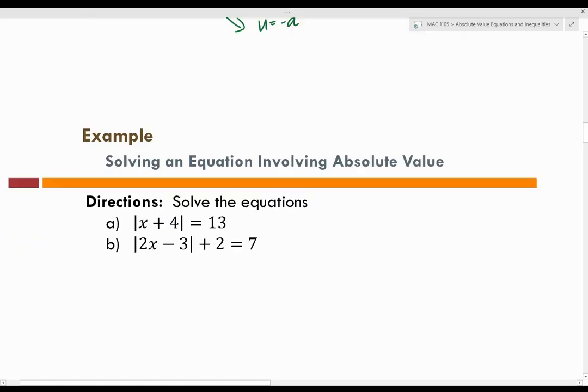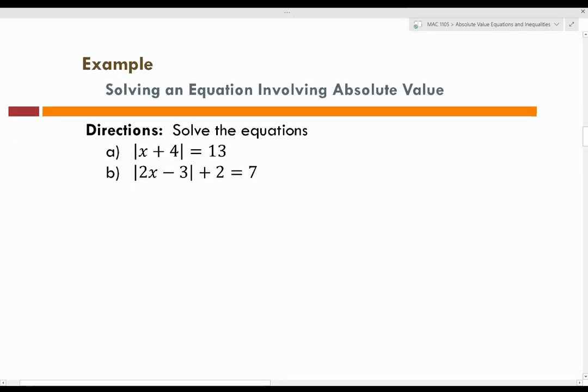All right, let's work through some examples. So our problem says to solve the equations, and A says the absolute value of x plus 4 equals 13. So we're going to start there. First I'm going to write our problem. Okay? So the first step is to make sure that our absolute value is isolated. It is. There is nothing on the left-hand side of the equation that's on the outside of the absolute value bars. The 4 on the inside is fine because it's inside.